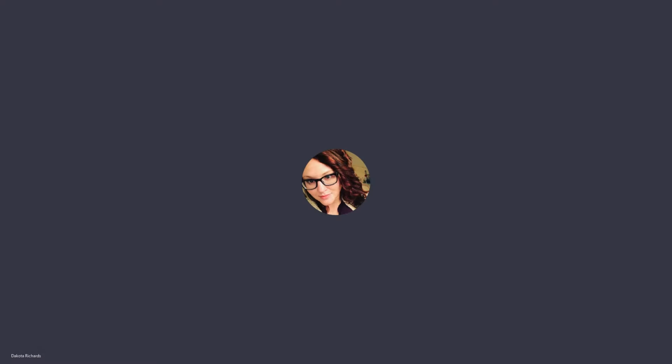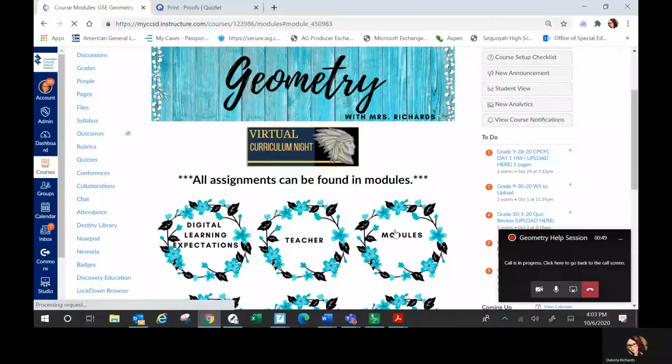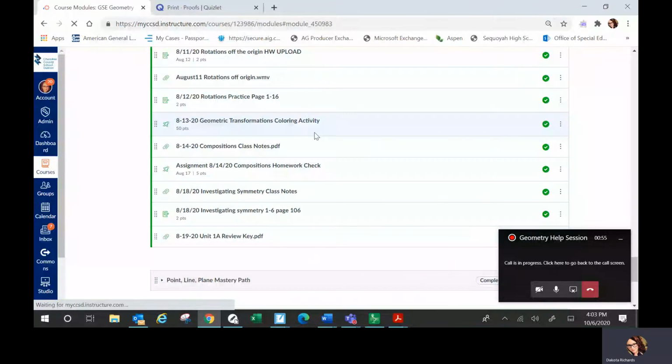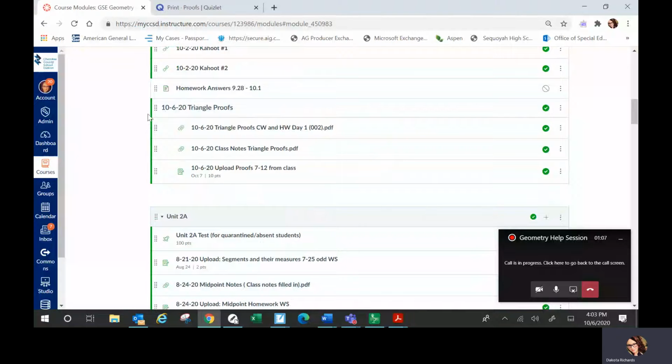Okay, so if you go to my Canvas page, you go to modules, and we are still in Unit 2B. If you go to the bottom of Unit 2B, sorry, it's at the top. Today was the 6th, so 10/6/20 is today's date. And you can find all the stuff we did.